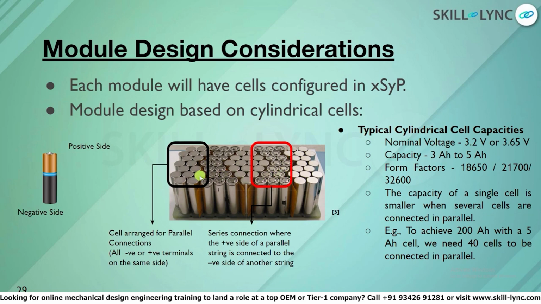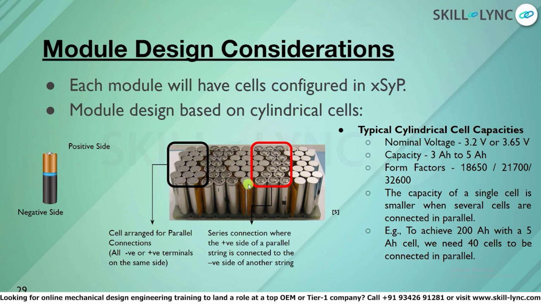This is how a module has been configured. Let's take a typical capacity. We have a cell from 3 Ah to 5 Ah capacity, and form factors are 18650, 21700 or 32600. As I was mentioning, in 18650, the first two digits represent the diameter of the cell, and the next three digits, 650, represent the height of the cell. The capacity of a single cell is small, so several cells have to be connected in parallel. To achieve 200 Ah we need 40 cells of 5 Ah connected in parallel. So this is how you get a cylindrical cell parallel combination. Just imagine 16 cells connected in parallel to get the required capacity.